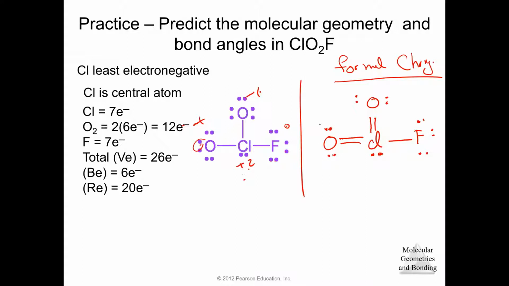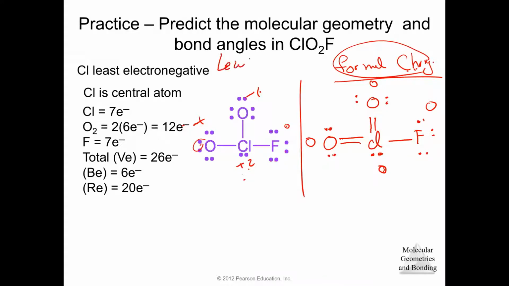What's the formal charge right now of chlorine in this case? 0. What's the formal charge of oxygen? Both of them are 0. 0, 0, 0. Now, which structure is preferred? The one down to the right. You got what I'm saying? This is according to formal charge.